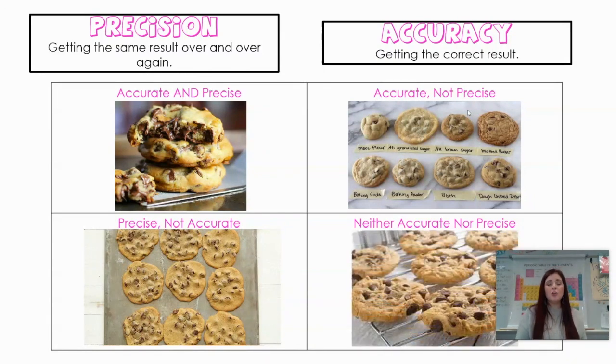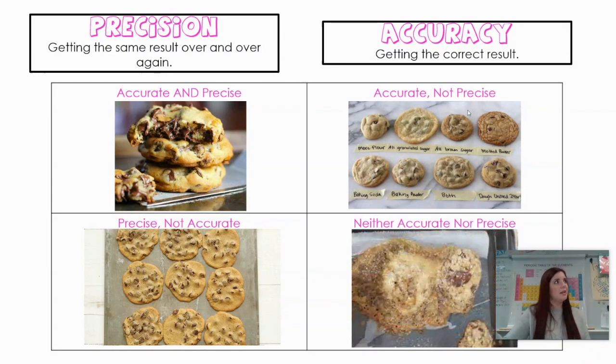Maybe the next time your cookies look pretty good, right? They kind of look like Chips Ahoy. They're a little crunchy, but not too bad. And then you make cookies again and you're like, what did I do wrong this time? You're all over the place, okay? You're neither accurate nor precise. So that's the big differentiation between accuracy and precision. Precision's getting the same answer over and over, whereas accuracy is getting the correct answer.